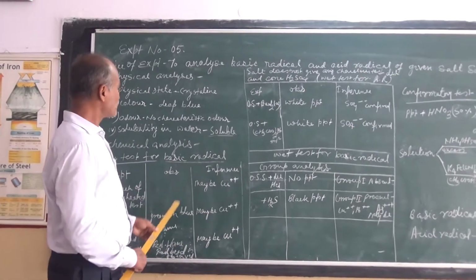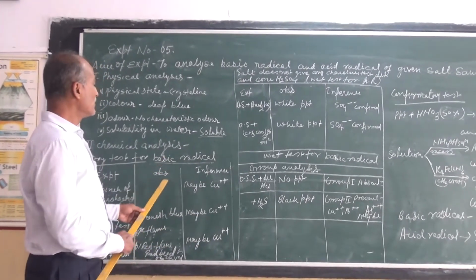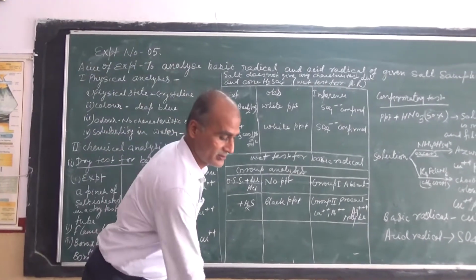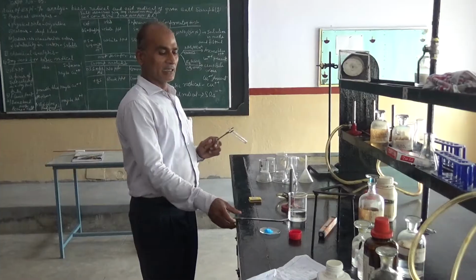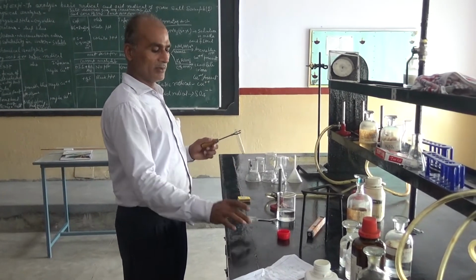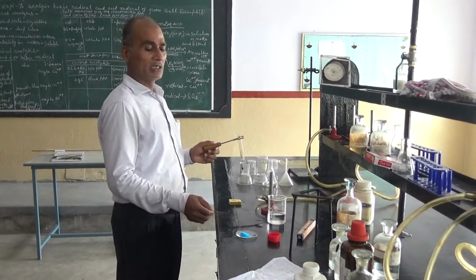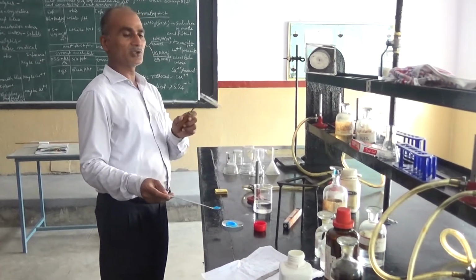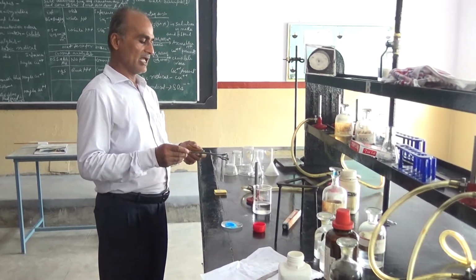This is your dry test for basic radical. Now see the process. This is your salt sample. First we have to do the dry heating test. For this we have to take a pinch of salt in a dry test tube and heat it.